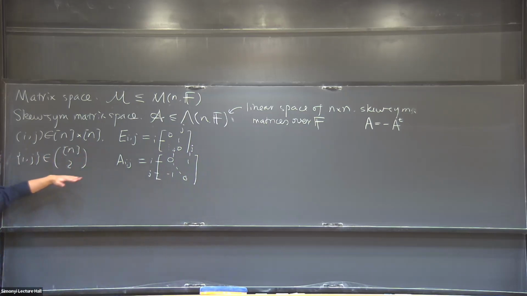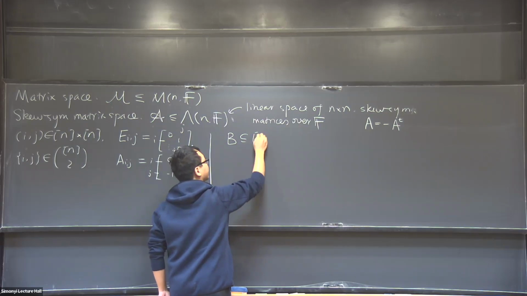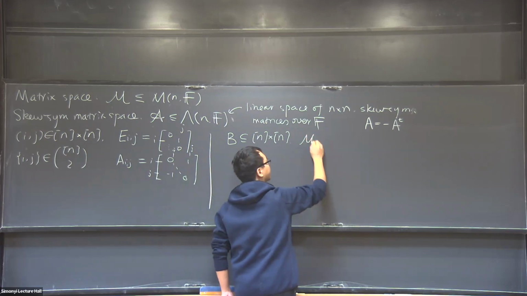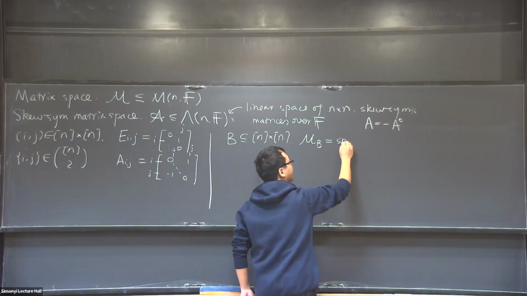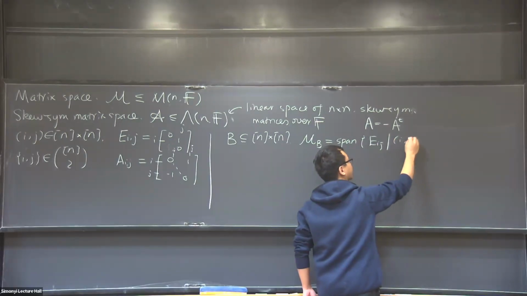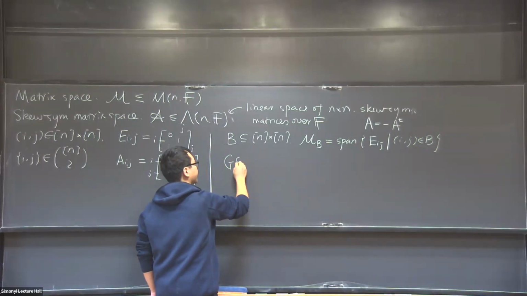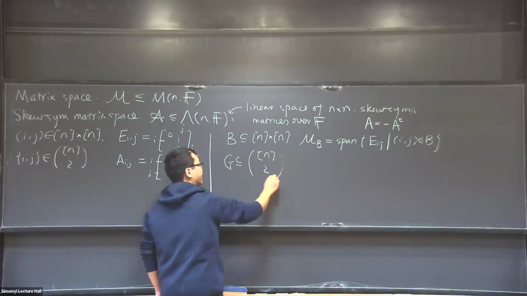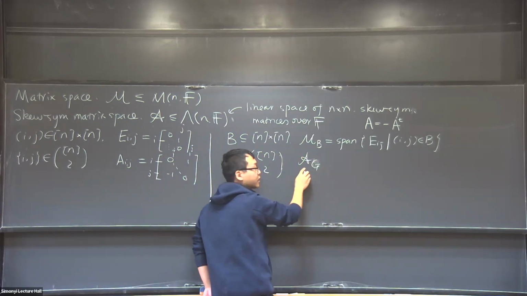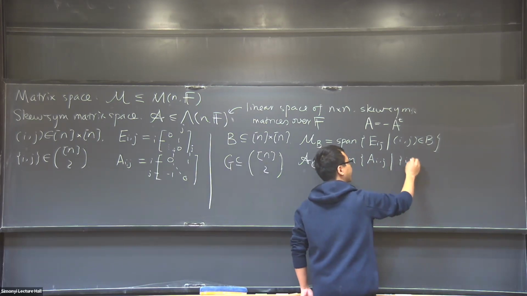Okay, so given these simple constructions, if you start with B, which is a bipartite graph, a subset of n cross n, you will build the graphical matrix space corresponding to B, which is M_B, the linear span, as you can imagine, of E_ij where ij is in B. And if you have G, which is a subset of n choose 2, the edge set, then the corresponding skew symmetric matrix space will be the span of H_ij, where ij is in G.